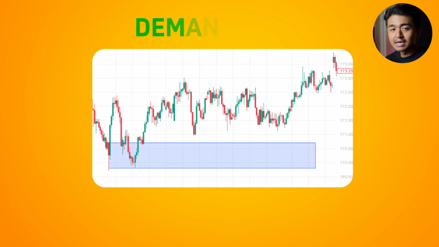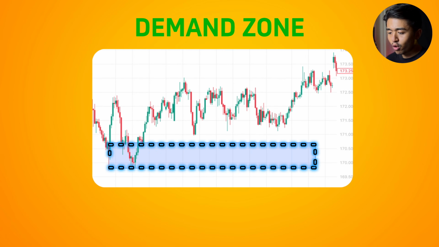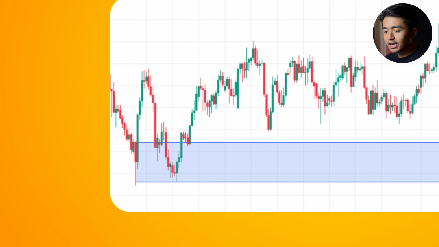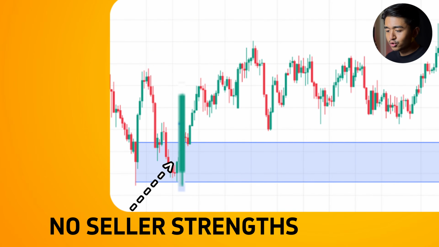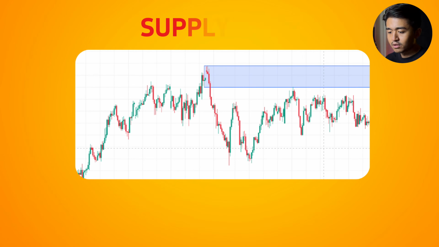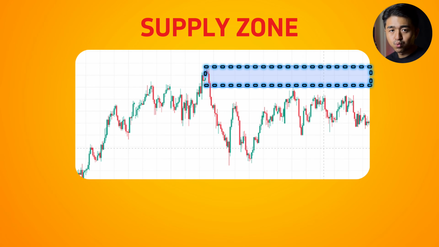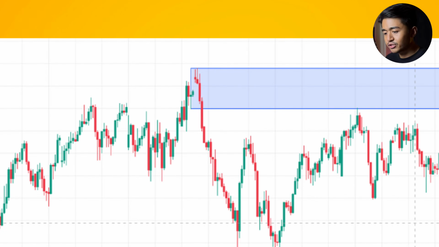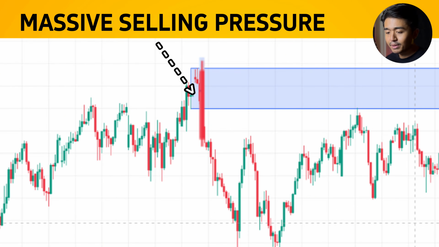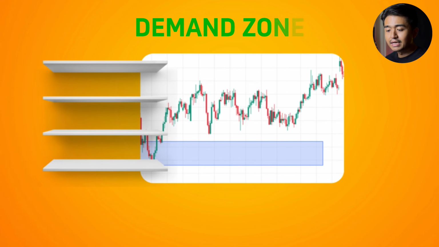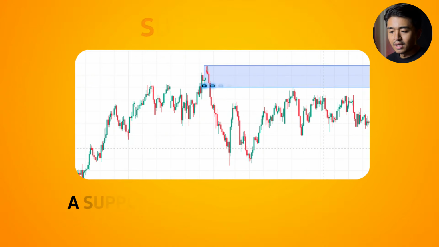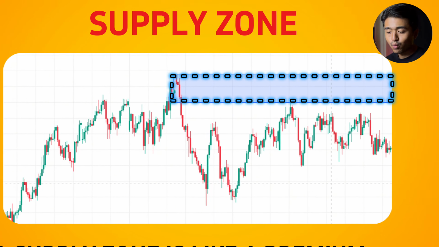For example, a demand zone is the little box we draw on the chart to highlight where strong buying began. You usually see large bullish candles with almost no seller strength. That's your clue that buyers were in full control. On the flip side, a supply zone is where sellers step in aggressively before a strong drop. You see big bearish candles showing selling pressure dominating the market. In simple words, a demand zone is like the discount shelf in the market, where institutions load up. A supply zone is like the premium rack where they sell off.